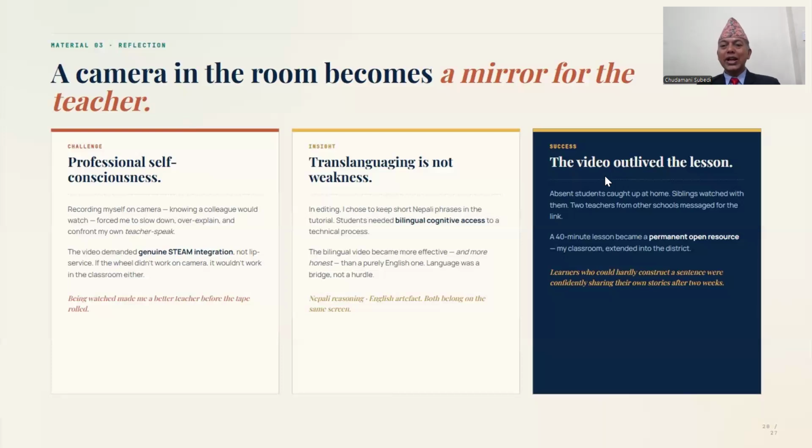Learners who could hardly construct a script were confidently sharing their own stories after 2 weeks.